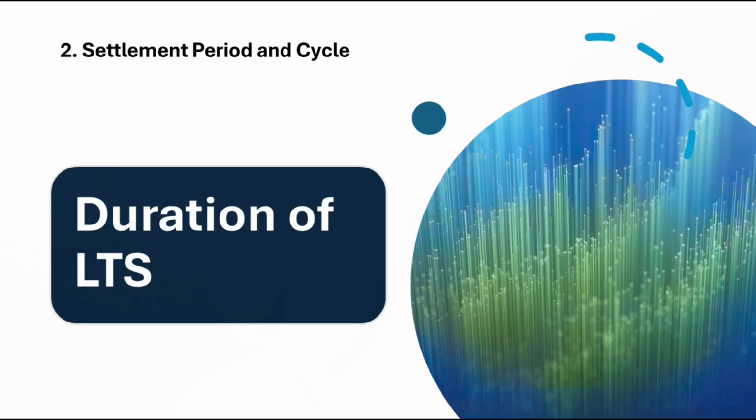Second is settlement period and cycle. Duration of LTS. In the cement industry, long term settlements are generally signed for a period of 3 to 5 years. A longer settlement period provides stability in industrial relations, helps in manpower cost planning, and reduces frequent negotiation cycles.